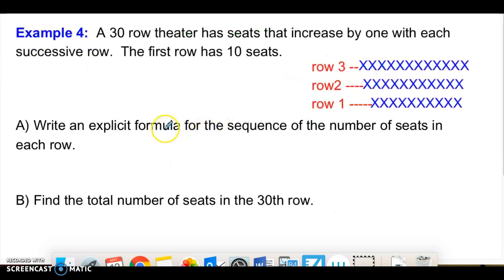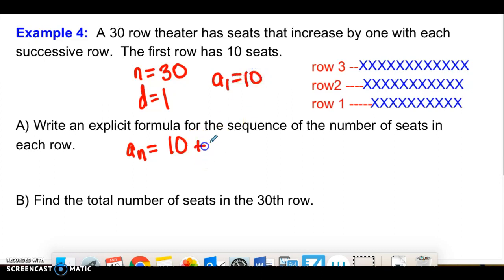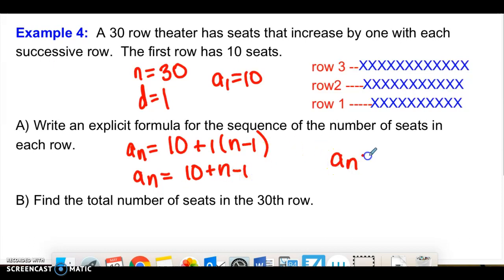Okay, in this problem we have a 30-row theater, so that tells us that's our total number of terms. And we know that each row increases by 1 seat, so that means our D is 1. So if we want an explicit formula for the nth row, we start with 10 seats, because up here it said A1 was 10, and we add 1 to it, n minus 1 times. So you might write AN equals 10 plus n minus 1, or AN equals 9 plus n.